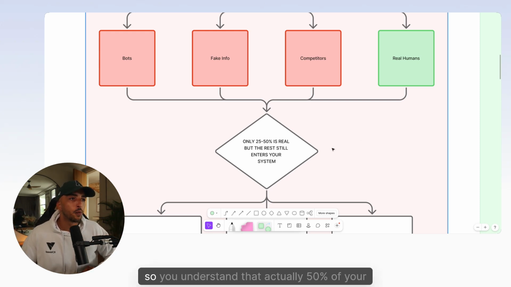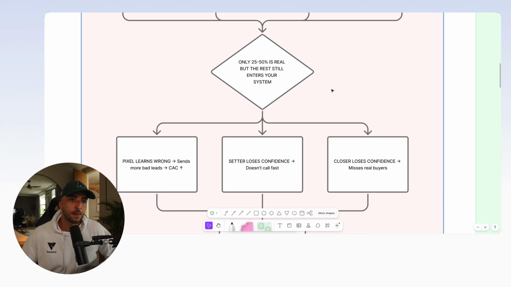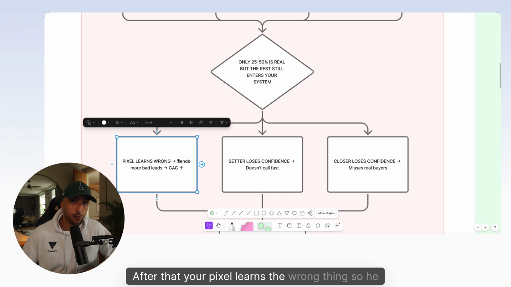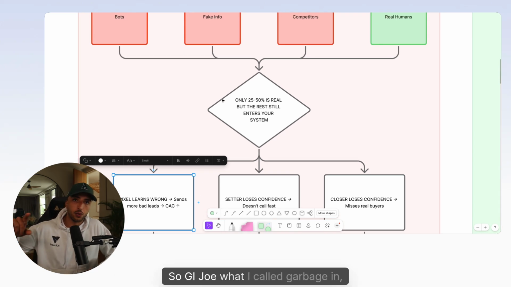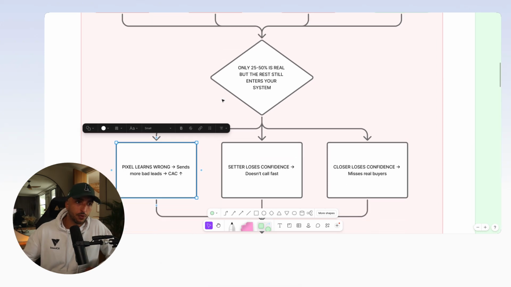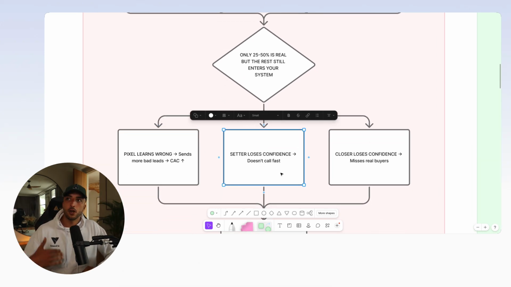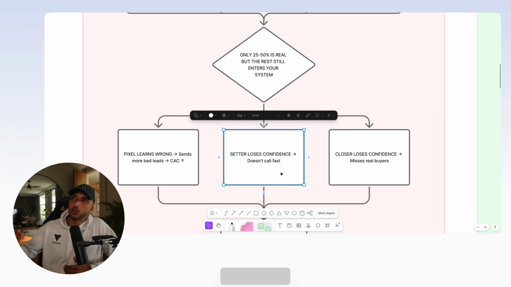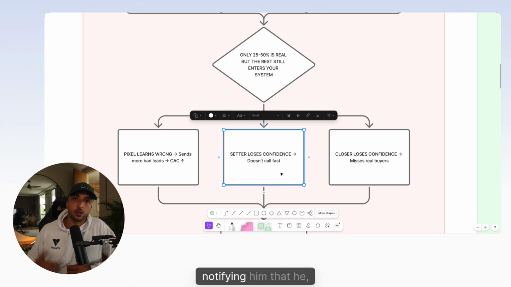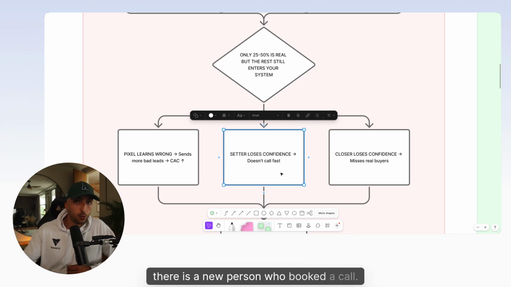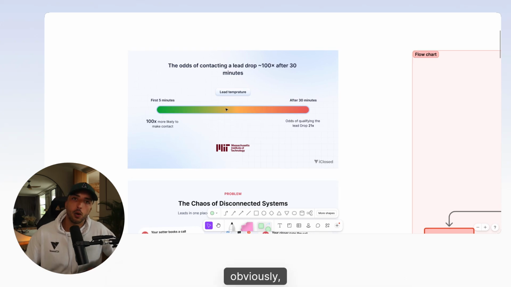So you understand that actually 50% of your pipeline is just dead. It doesn't exist. After that, your pixel learns the wrong thing, so it sends you more of the bad leads. So GIGO, what I call garbage in, garbage out. After that, your appointment setter loses confidence. If your appointment setter has a good conviction that whenever he gets this Slack notification that a new person booked a call, when he calls the lead, he's going to make money, because you showed him this stat, obviously, right?